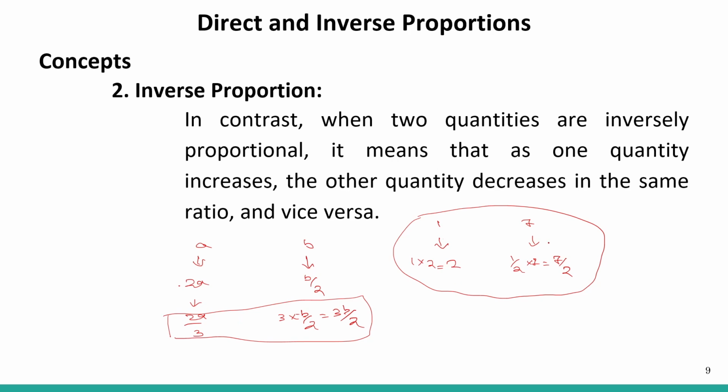As one increases, the other one decreases. Okay, here you saw 2 increased to 1 is increased to 2, and then you saw what? 7 decreases to 7 by 2. So here in terms of abstract terms, what you saw was a became 2a and b became b by 2. And again, when 2a became 2a by 3, b by 2 became 3b by 2. Okay, so this kind of relationship is being maintained in inverse proportion.